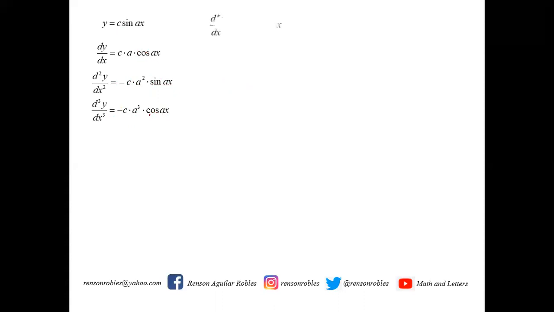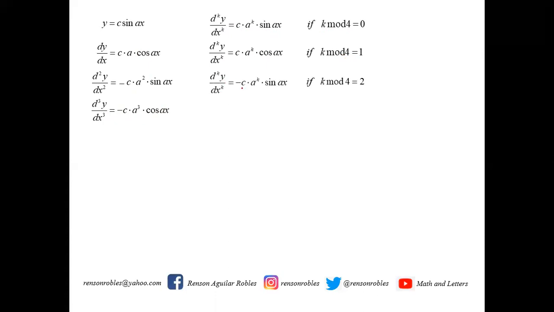So we shall have the kth derivative of y in terms of x is equal to c times a raised to k sine ax, and that happens whenever k modulo 4 is equal to 0. Then the kth derivative is c times a raised to k cosine ax if k modulo 4 equals 1. The kth derivative is negative c times a raised to k sine ax if k modulo 4 is 2. And finally, the kth derivative is negative c a raised to k cosine ax if k modulo 4 equals 3.